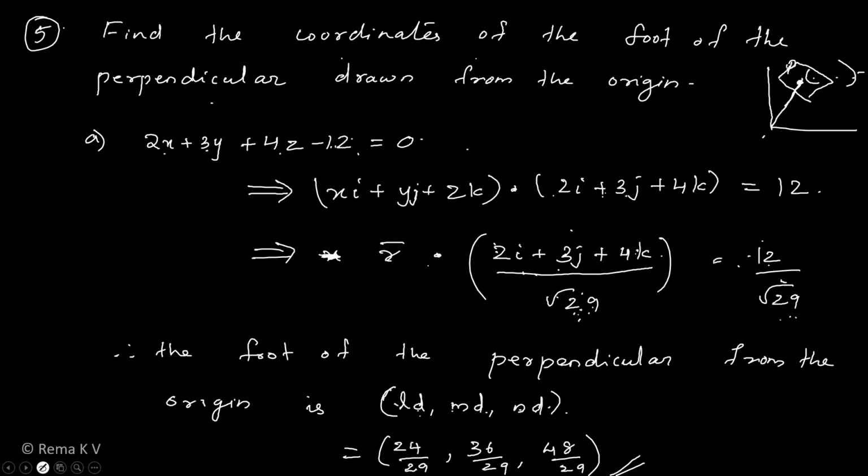Is it clear? Okay, so one more question. You have to find the foot of the perpendicular from the origin to the plane 3y plus 4z minus 6 is equal to 0.